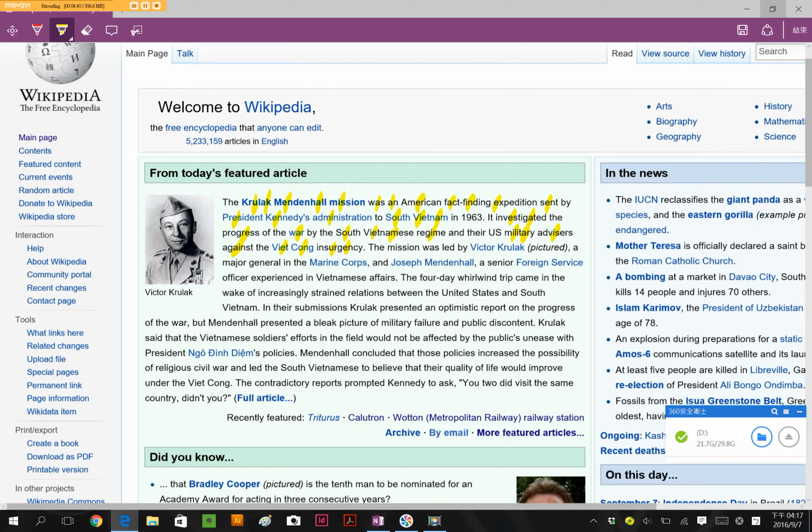Okay, this is how you can highlight the strong verb and try to practice how you can say this sentence. Okay, I'm going to try again.